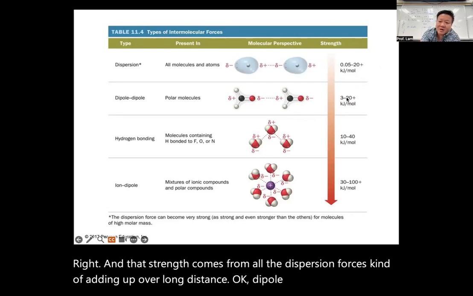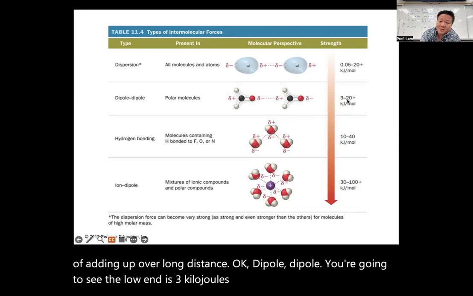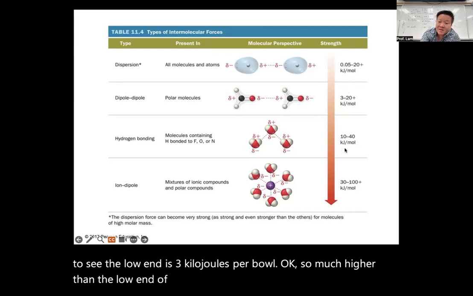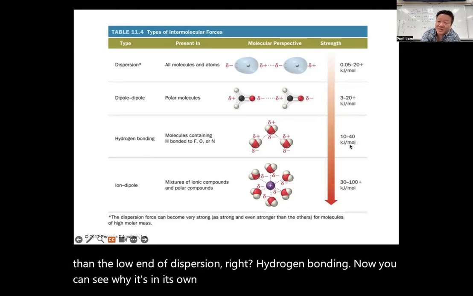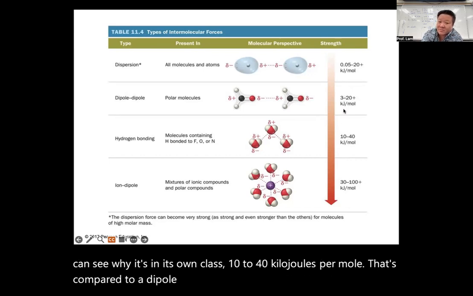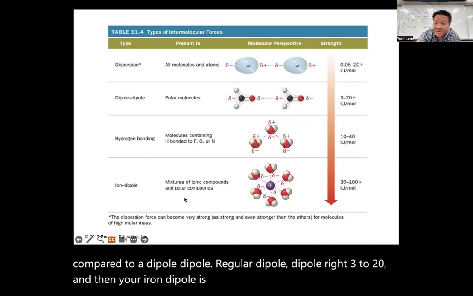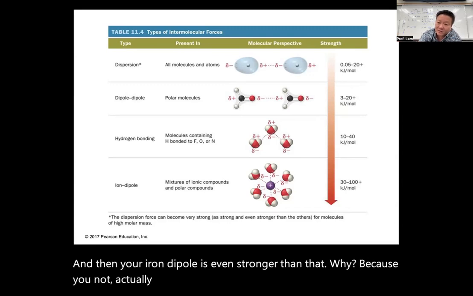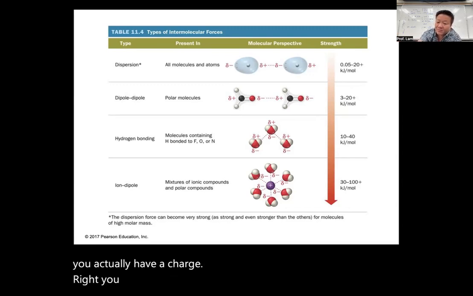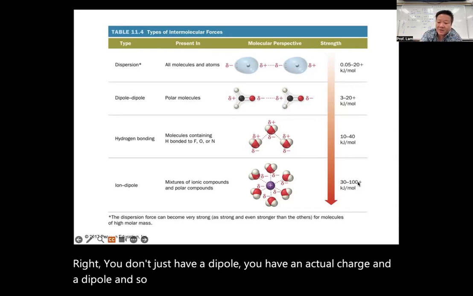Dipole, you're going to see the low end is 3 kilojoules per mole, so much higher than the low end of dispersion. Hydrogen bonding, now you can see why it's in its own class. 10 to 40 kilojoules per mole. That's compared to the regular dipole, 3 to 20. And then your ion dipole is even stronger than that. Why? Because you actually have a charge. You don't just have a dipole, you have an actual charge and a dipole. And so it's 30 to about 100 plus kilojoules per mole.